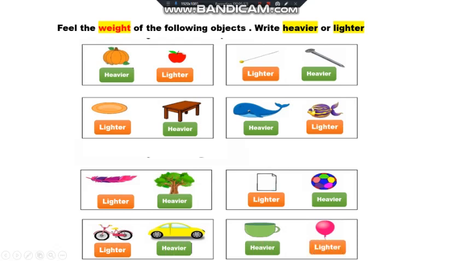Understood, student? To indicate which are heavier and lighter. Heavy means heavy weight which cannot be easily pulled or pushed, and lighter means which can be easily picked up or which can be pushed very easily, that is lighter.